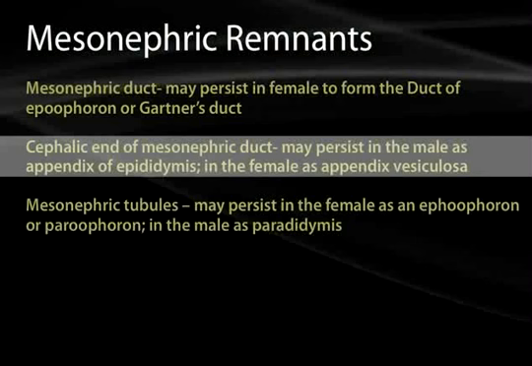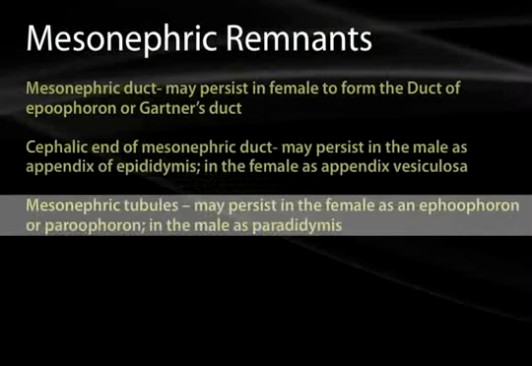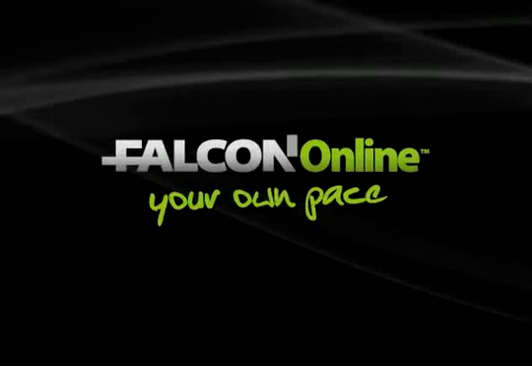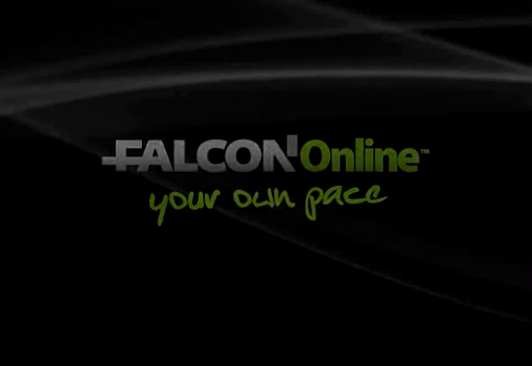Unlike the female, who has a Gartner's duct, there's going to be remnants in the male that will remain as the appendix vesiculosa, or the appendix of the epididymis. There may also be in the female an oophoron or paroophoron, whereas in the male this will be a paradidymis.